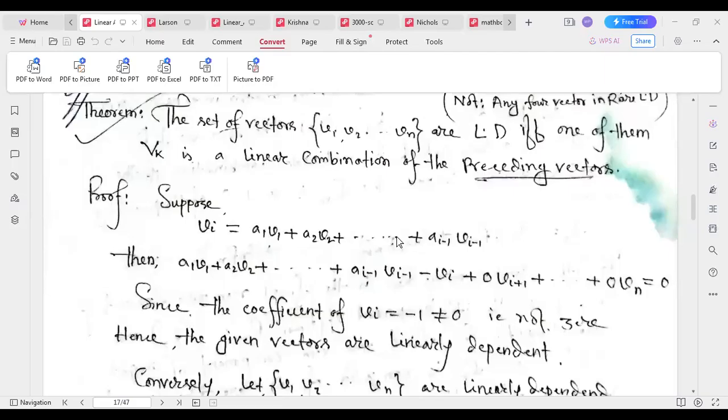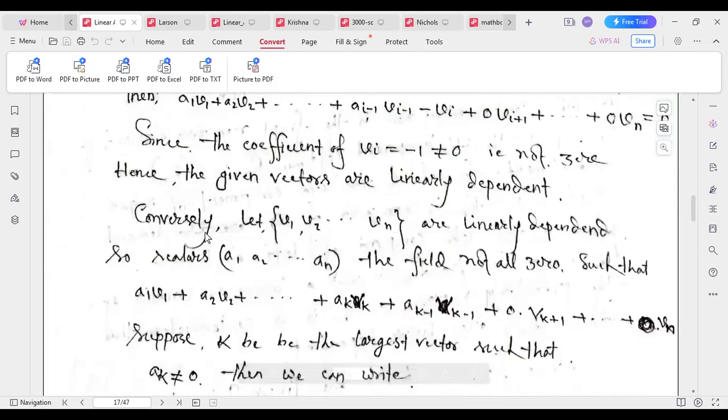Now another important theorem of linear combinations. The set of vectors v1, v2, up to vn are linearly dependent if and only if one of them, vk, is a linear combination of the preceding vectors. Suppose vi can be written as the linear combination a1 v1 plus a2 v2 plus up to a(i minus 1) v(i minus 1). So this can be written as this whole minus vi equals 0, plus 0 into v(i plus 1) plus up to 0 into vn. Since the coefficient of vi equals minus 1, which is not equal to 0, the given vectors are linearly dependent by the definition of linearly dependent vectors of a vector space.